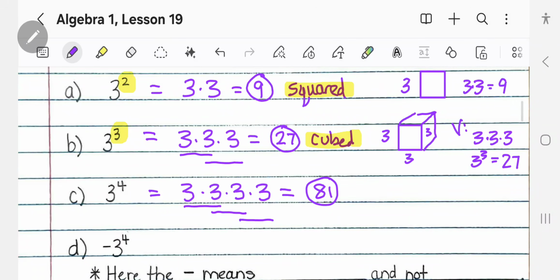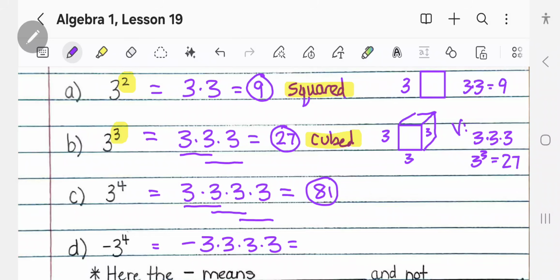D is a little bit tricky, and they tell you in the book we must be careful here. The base is still 3 here. The base of this exponent is 3. That negative that you see is not part of the base. If they wanted it to be part of the base, they would have written it like this. That would mean negative 3 times negative 3 times negative 3 times negative 3. But they did not write it that way. So they mean the opposite of 3 times 3 times 3 times 3.